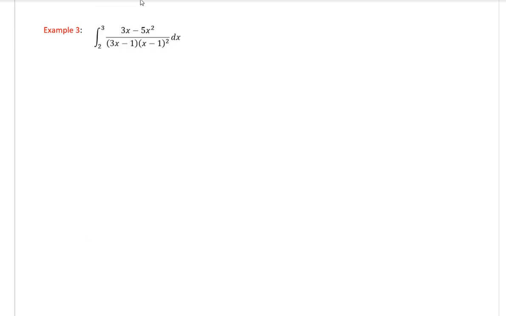Okay, here we have the integral from 2 to 3 of (3x minus 5x squared) over (3x minus 1)(x minus 1) squared. In this case, the fraction itself is already split up, so this should be pretty simple to set up as a series of fractions. We want this to be set up as, I see the first term is 3x minus 1.